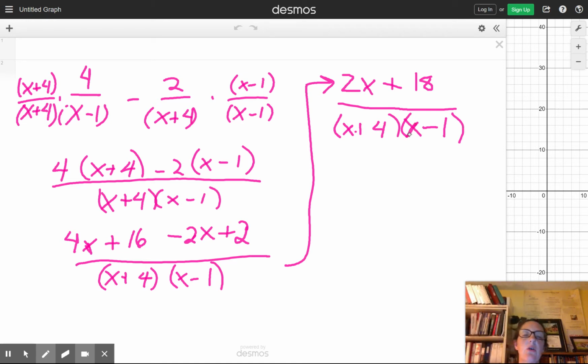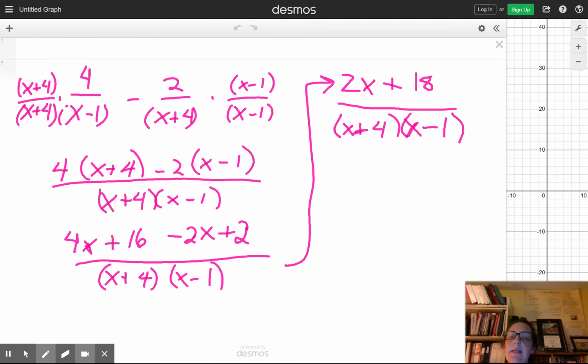You should always go as far as you can to see if there's anything else you could cancel out, which in this case there's not. You could factor out the 2 in the numerator and you would have 2 times parentheses x plus 9, but that won't cancel with anything in the denominator, so we can just leave it as is.